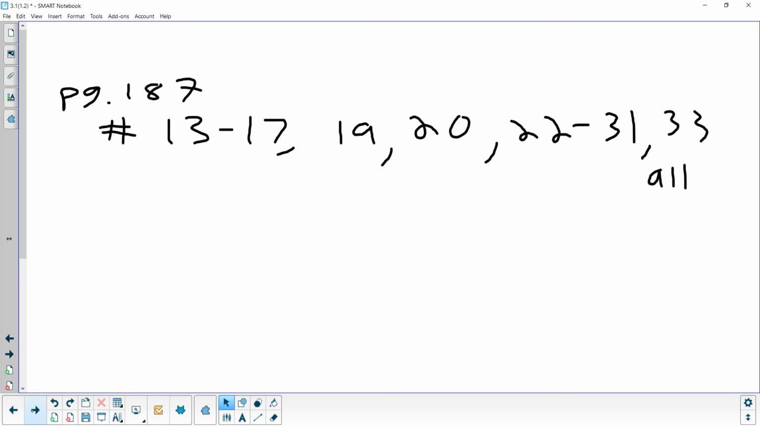So that's the homework for tonight, page 187. That's 13 to 17, 19, 20, 22 to 31, and 33. You will need that chart. That's in the handouts folder on Schoology. It's also going to be in the video, so if you can't find it on Schoology, just go to YouTube, pause the video on the chart, and then just look at it on your screen. Okay?